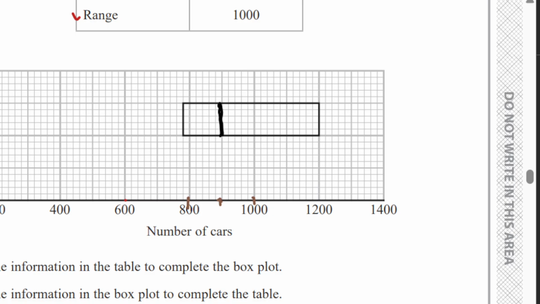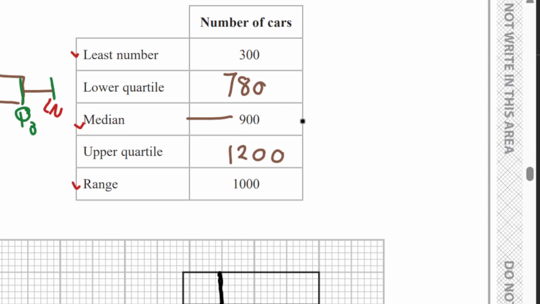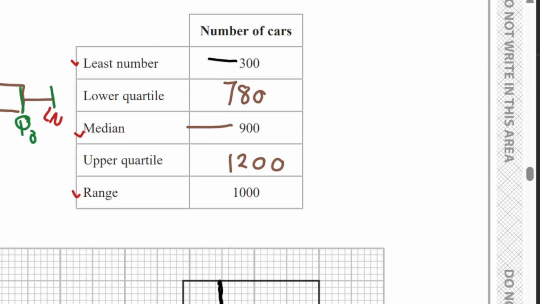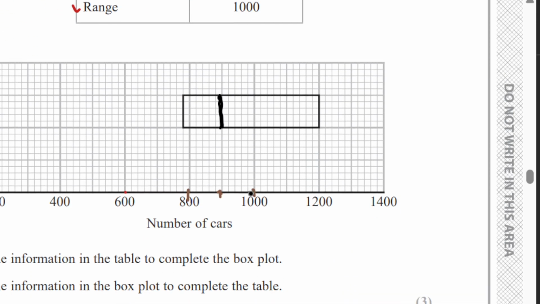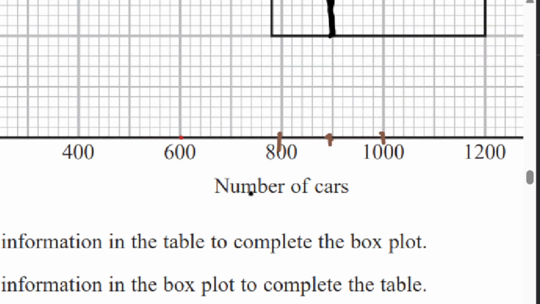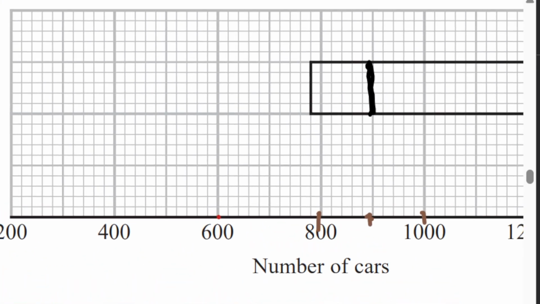And then the smallest number is 300. So let's plug in the smallest number. The first one is 200 and this is 400. That means 300 is somewhere in the middle between them. And always make a line to your box.